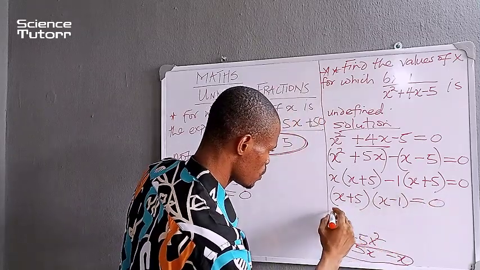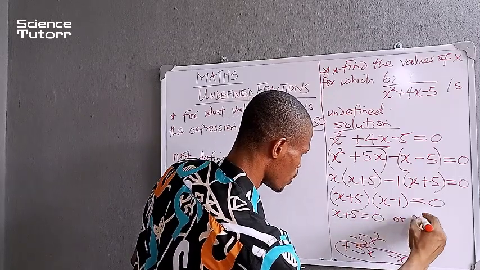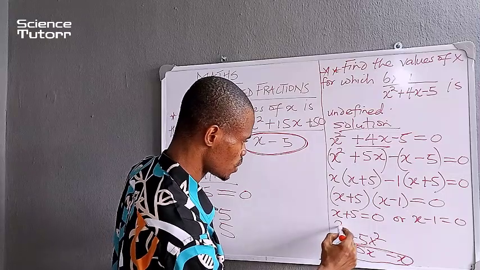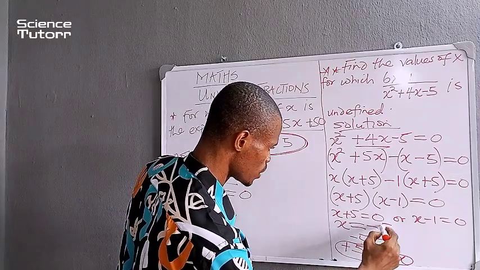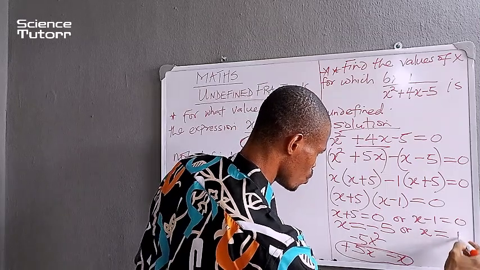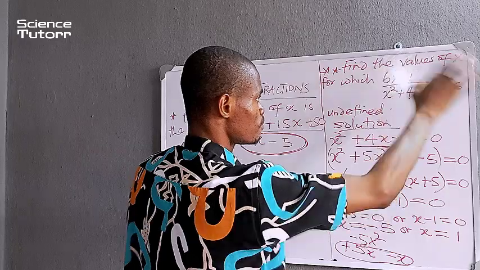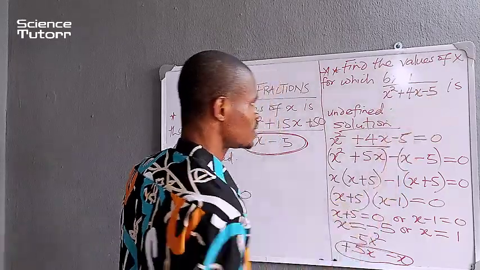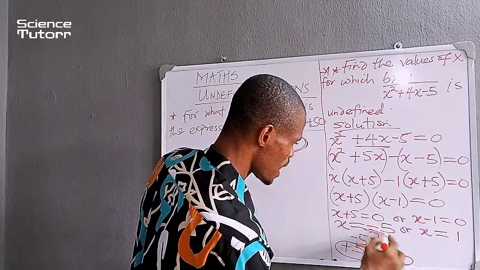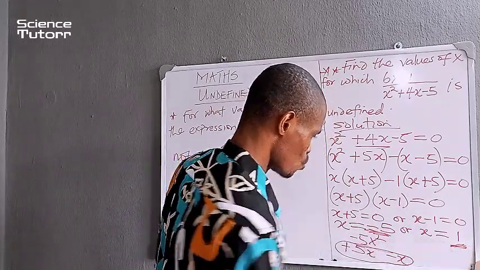At the end of the day, we have x plus 5 equals 0 or x minus 1 equals 0, which automatically gives us x equal to minus 5 or x equal to plus 1. So on that note, it simply means that this expression is undefined when x is equal to minus 5 or when x is equal to 1.